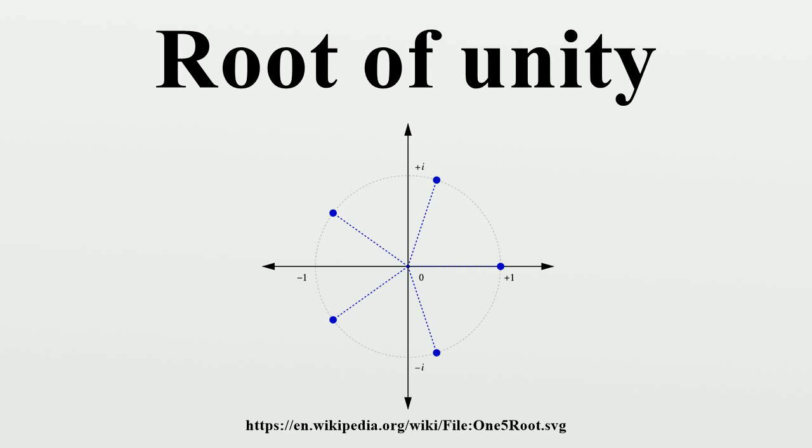Let z be a primitive nth root of unity. Then the powers z, z^2, up to z^(n-1), z^n equals z^0 equals 1 are all distinct. Assume the contrary, that z^a equals z^b where 1 is at most a, which is less than b, at most n. Then z^(b-a) equals 1. But 0 is less than b minus a, which is less than n, which contradicts z being primitive.